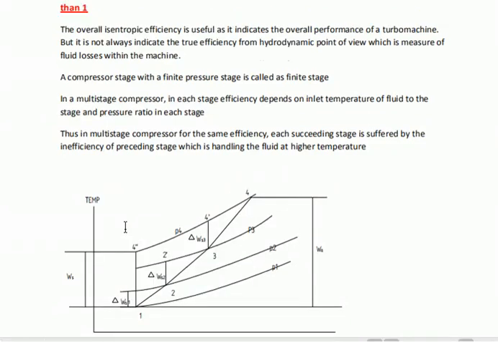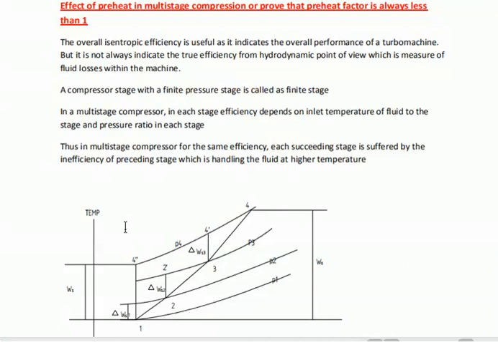Here the overall isentropic efficiency is useful as it indicates the overall performance of the turbo machines. So what is the overall isentropic efficiency? It indicates the overall performance of a turbo machine. But it does not always indicate the true efficiency from the hydrodynamic point of view, which is a measure of fluid losses within the machine.